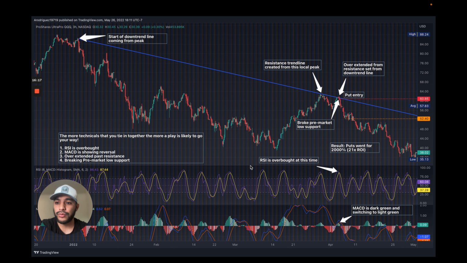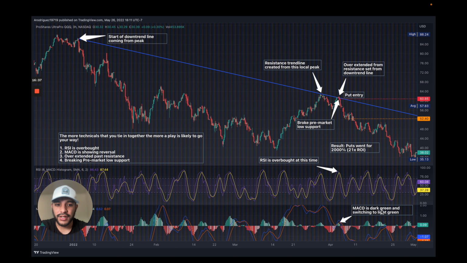And so going through our checklist, we have RSI is overbought at the time of the play. Over the dotted line is over 70. Right here, it looks like we're about 90, right? So checklist number 1, RSI is overbought. Here's my checklist right here. Little confirmations. And so checklist number 2 is MACD showing reversal.